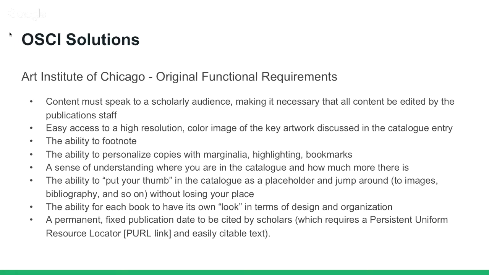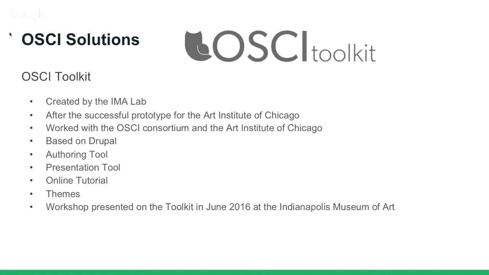So the content must speak to a scholarly audience, which differentiated it from their past goals, easy access to high-resolution color images, and the ability to footnote personalized copies. So if I went in and annotated something and somebody else went in and annotated it, we would both have access to our own versions of it and our own notes. As well, a persistent uniform resource locator was really important, so you can always go back and find it, and the versioning of that was extremely important, so when you go back and refer to it, the version that you saw at the time you referenced it was still available.